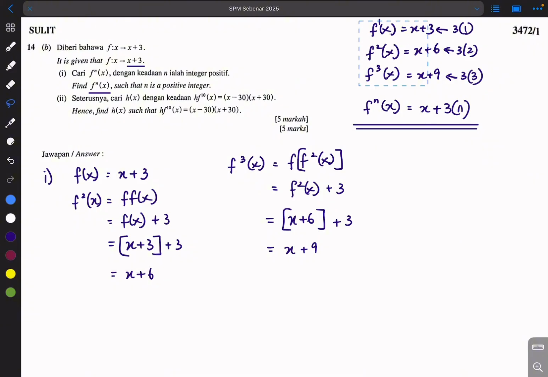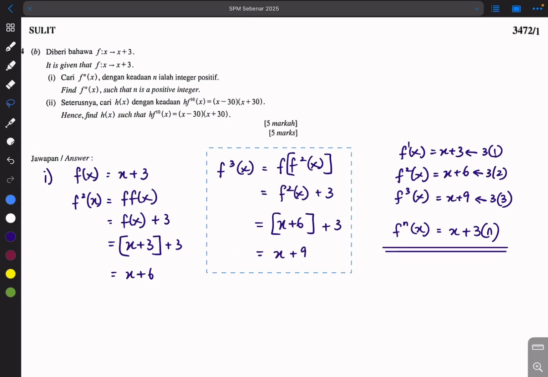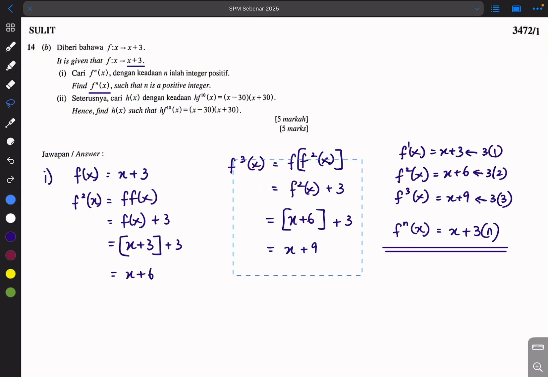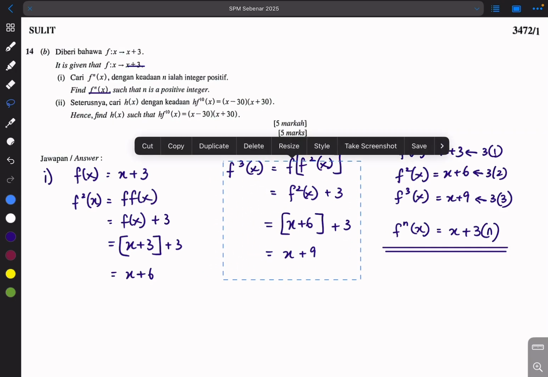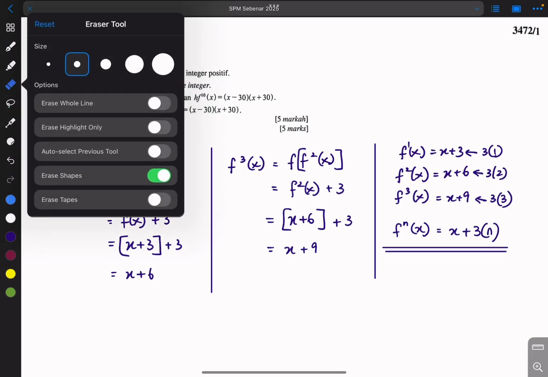So you can write this as your working, something like this. This will be a full working. Right. Let me erase all this.